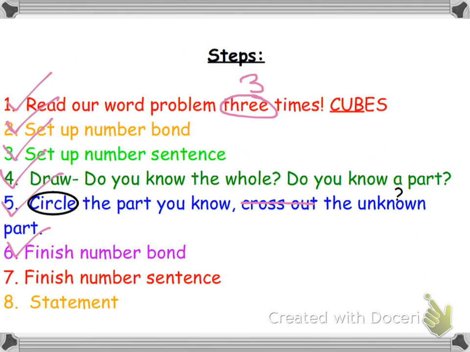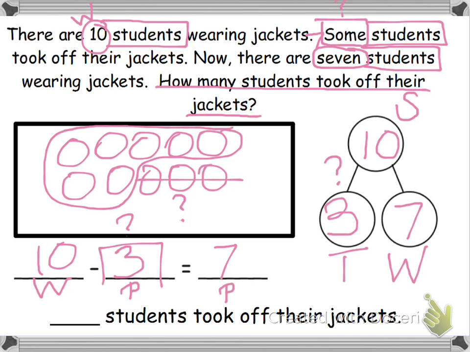So now we finished number bond, finished number sentence. Then we have to finish the statement. Blank students took off their jackets. So we know that it was 3 people that took off their jackets. So 3 students took off their jackets.